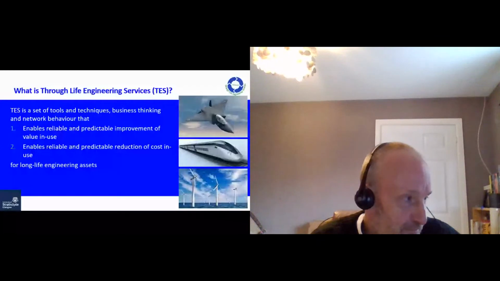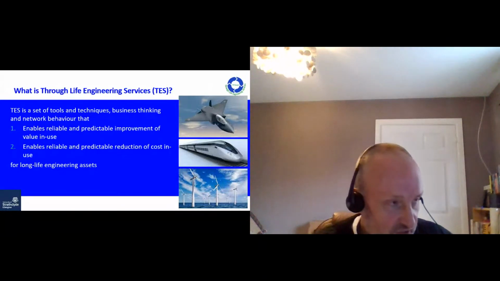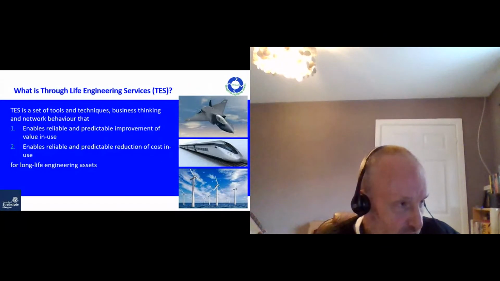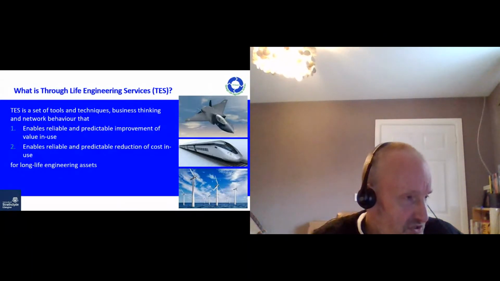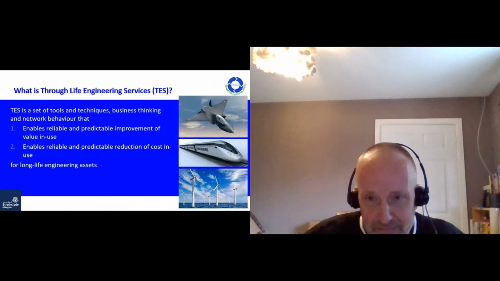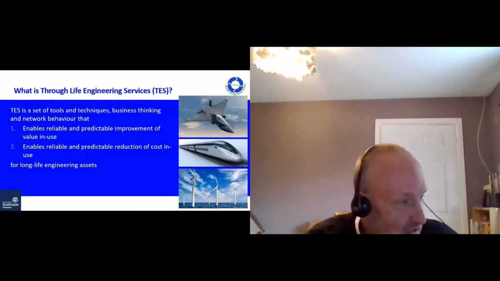So there's a set of tools and techniques and business thinking, critically, and network behavior that is enabling reliable, predictable improvement of value in use, and enables reliable, predictable reduction of cost in use, specifically for long life engineered assets. So the whole topic, as we've heard and as you all know, of TES is about this combination of engineering tools and techniques with business thinking and with behaviour of how companies operate and how networks operate, to enable this ultimate idea of reduced costs in use and reduced, I guess, environmental impact in use, as we've heard from the last speaker.